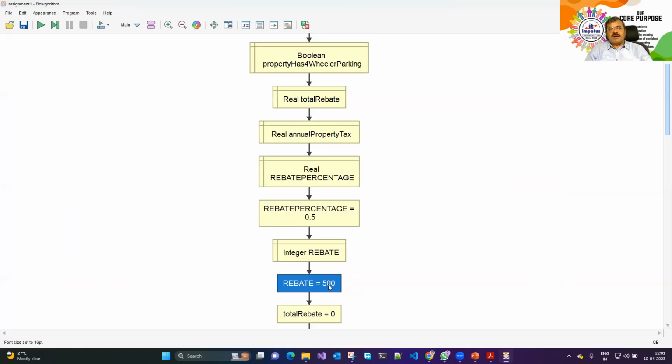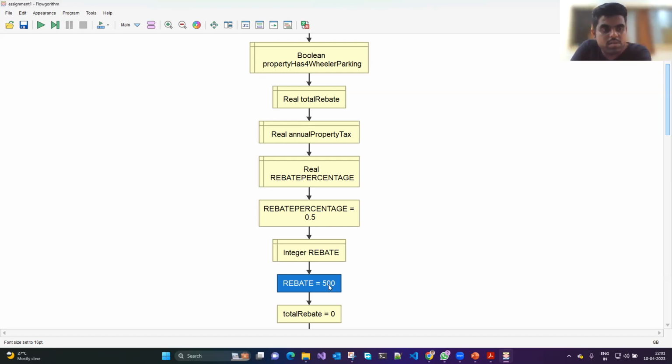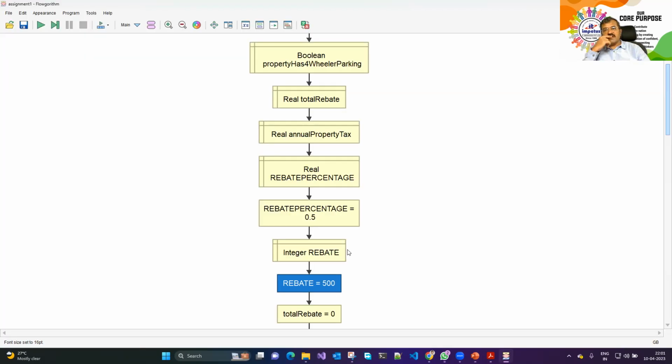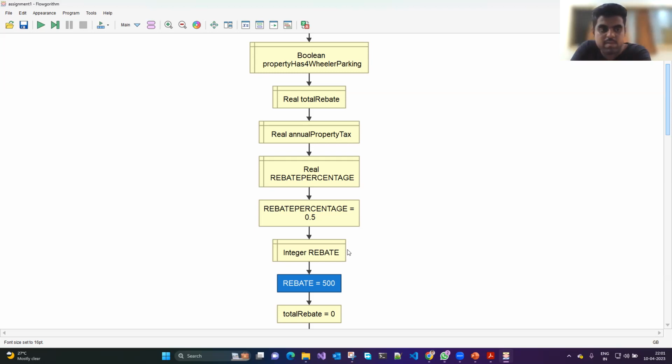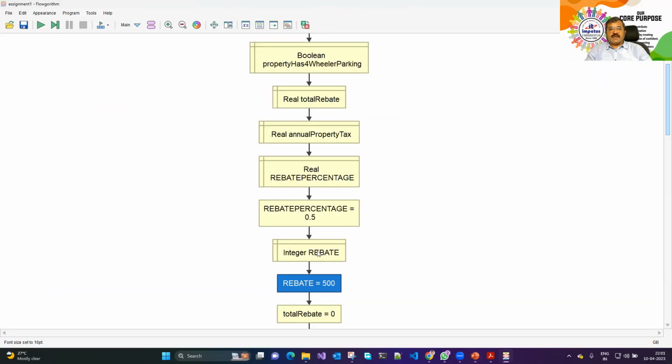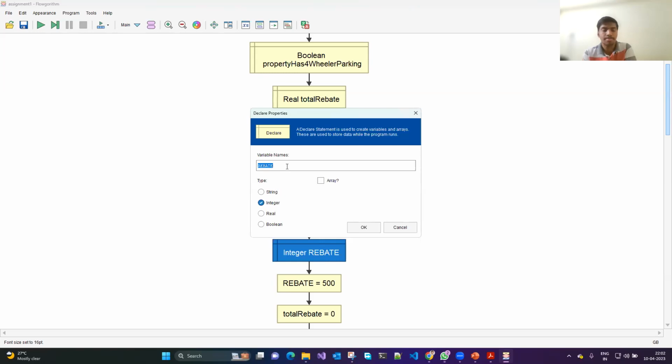Team one, come on, tell me. Is it for solar heater or is it for parking? Sir, we have taken it common. You have taken it common. Very good. Tomorrow, if it so happens that the solar heater rebate becomes 600, whereas parking remains 500, what will happen? Will it work? No, sir. So just one variable as rebate was not good enough. You should use a solar heater rebate and a parking rebate.